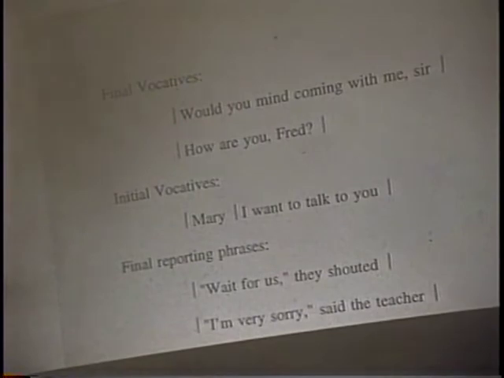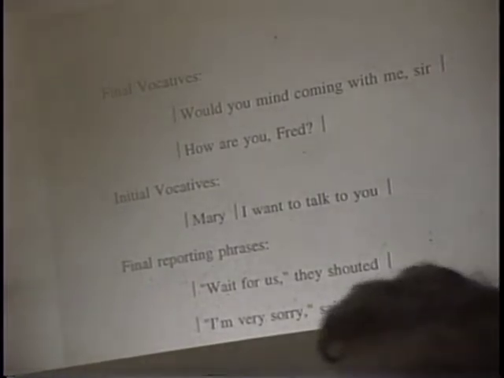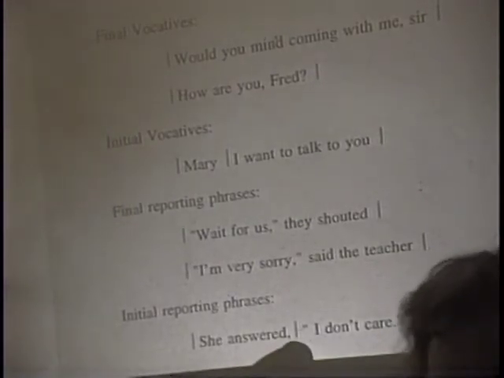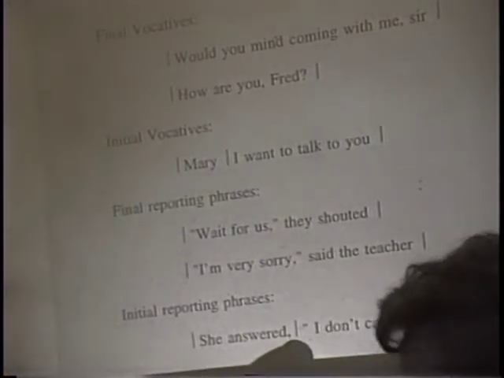And, I'm very sorry, said the teacher. Not, I'm very sorry, said the teacher. With initial reporting phrases, however, again, you've got a choice. I could say that sentence, she answered, I don't care, as one word group, or she answered, I don't care, as two word groups. So that word group boundary there in the middle is optional. You don't have to have it, but you can have it.